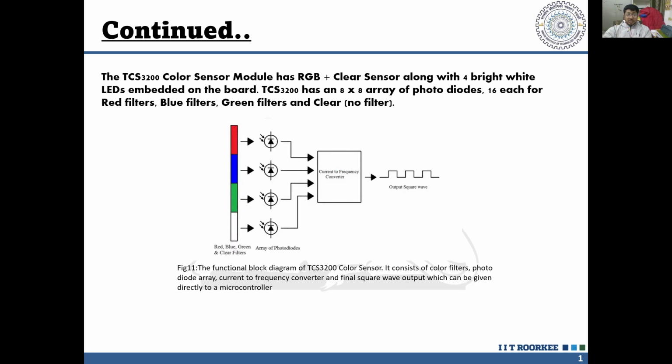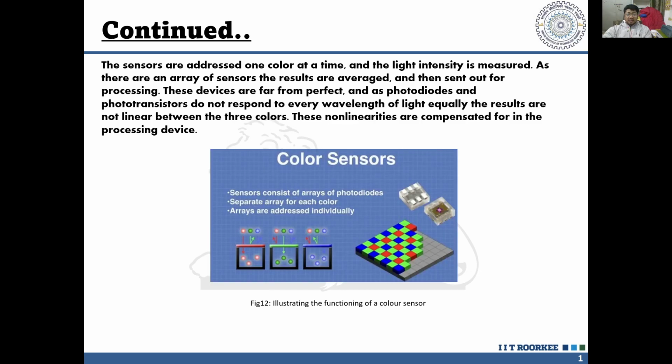TCS 3200 color sensor module has RGB plus clear sensors along with 4 bright white light LEDs embedded on the board. TCS 3200 has an 8x8 array of photodiodes, 16 each for red filters, blue filter, green filters and clear, that is the no filter. The sensors are addressed one color at a time and the light intensity is measured. As there are an array of sensors, the results are averaged and then sent out for processing.